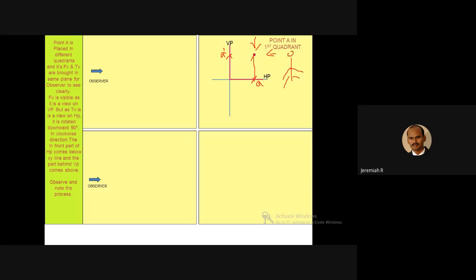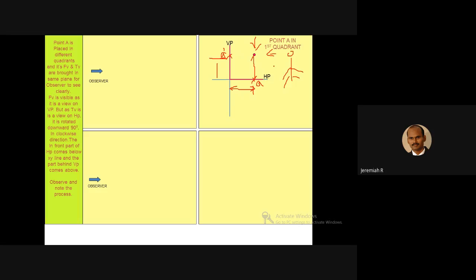Whatever the height here, this is above HP. If it is given 50 mm above HP, this height is 50. If in front of VP is 40, the distance of this is 40. This is always above HP. This distance is always in front of VP. So this is A dash.